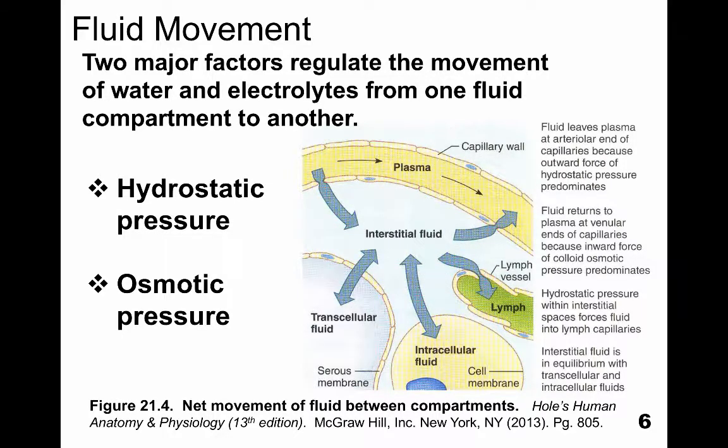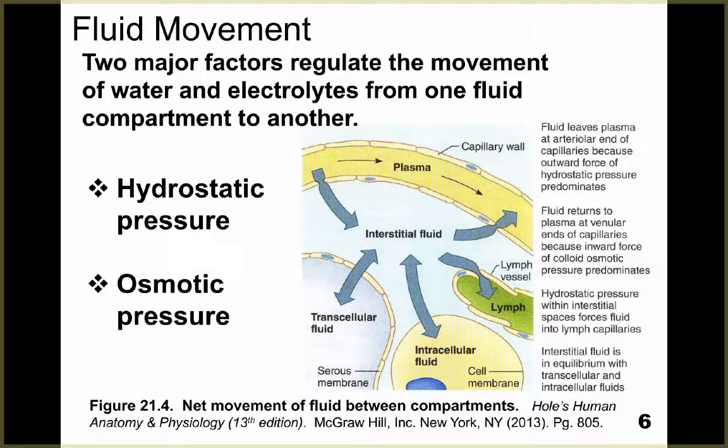So when we're talking about fluid moving, this is really big on the lymphatic system: the fluid coming from the plasma out into the interstitial tissue and then being taken up by the lymphatic system.